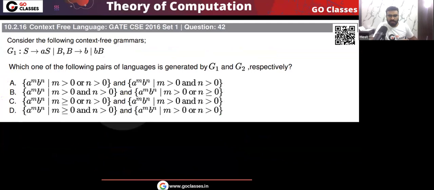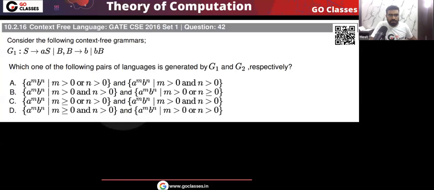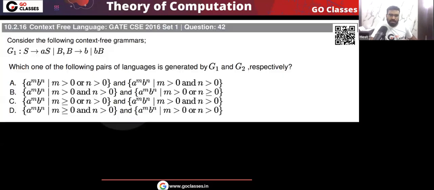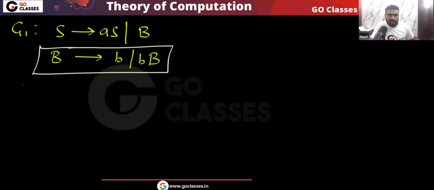Now let's see what the language of G1 and the language of G2 are. So let's see this G1. G1 is saying that I can replace this S with AS or with B. And this B I can replace with B or BB. Now let's find what the language is here. You can notice this B does not depend on any other variable. This B only depends on B. No other variable. Yes or no? So tell me what this B will generate. From this B, what can I generate? You can see from B I can generate B plus.